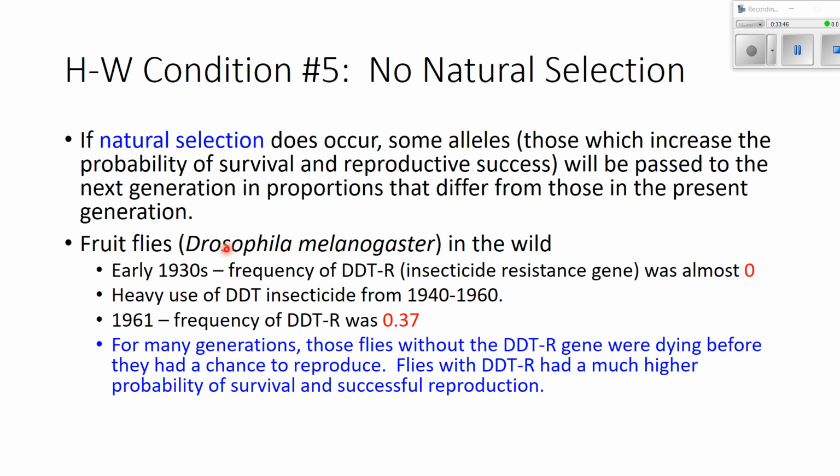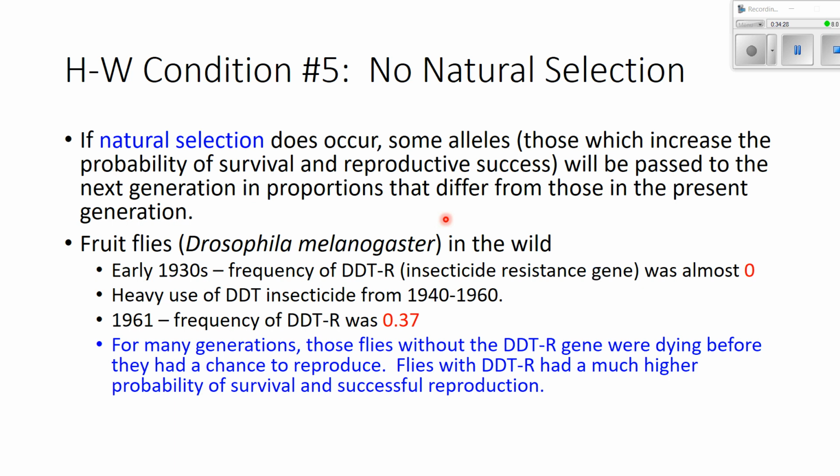Lastly, Hardy and Weinberg said for evolution to not occur, there must be no natural selection. If natural selection does occur, some alleles, the ones that increase the probability of survival and reproductive success, will be passed down to the next generation in a much higher proportion than the alleles that don't increase survival and reproduction. We could spend all day talking about examples of where natural selection is clearly occurring, but here's just a simple one.